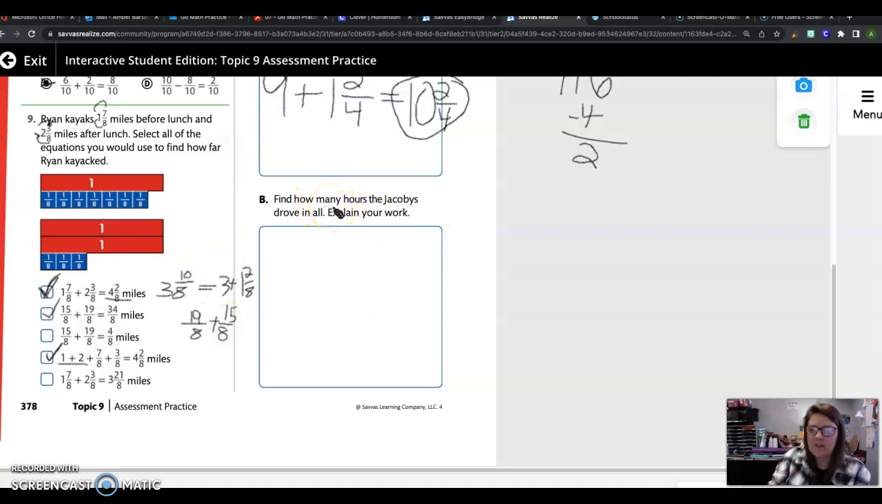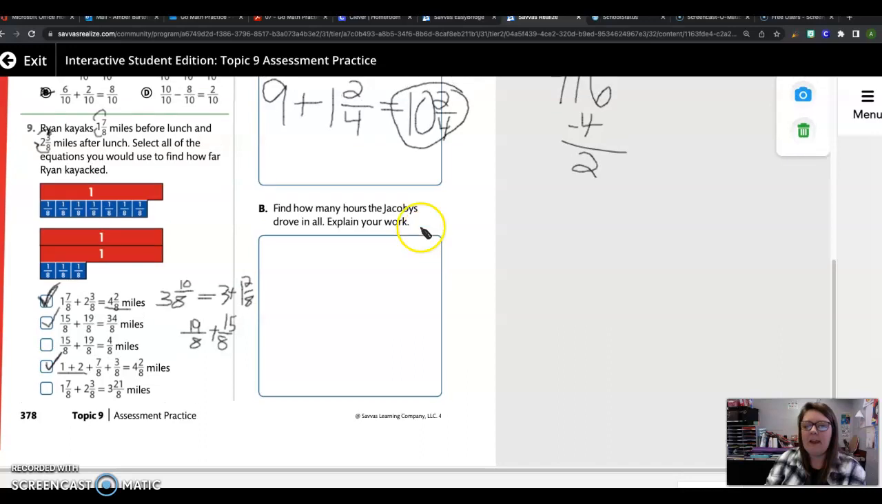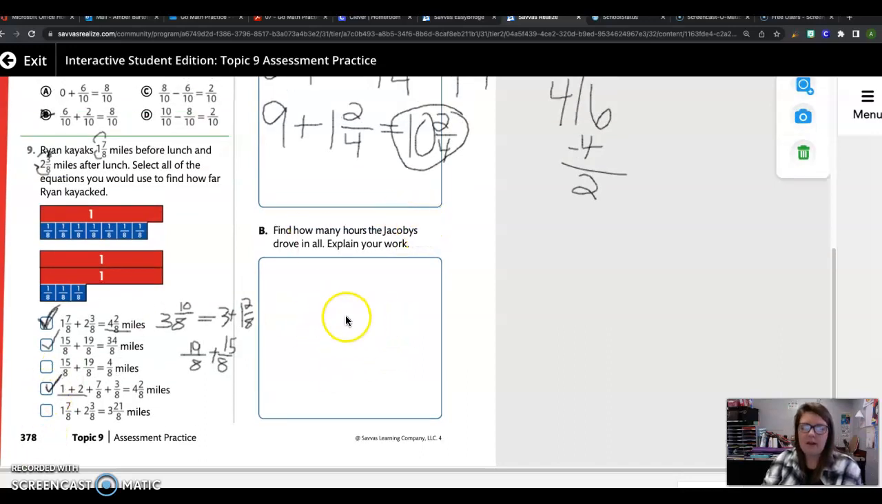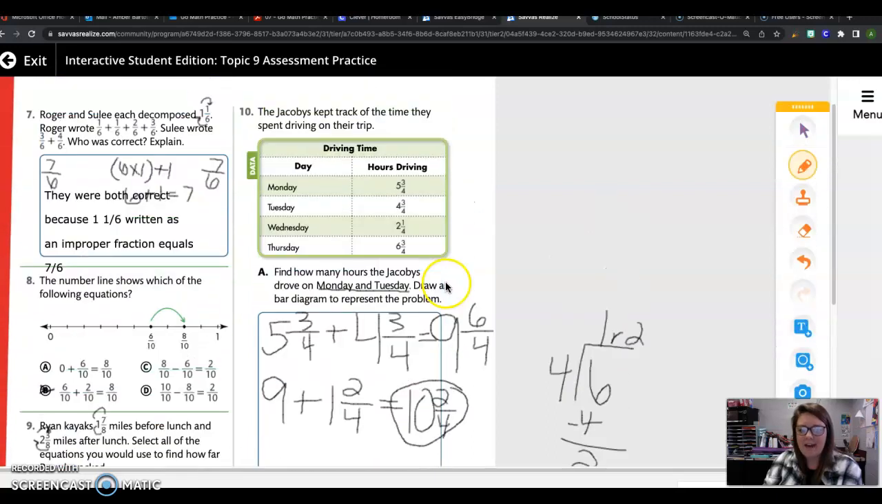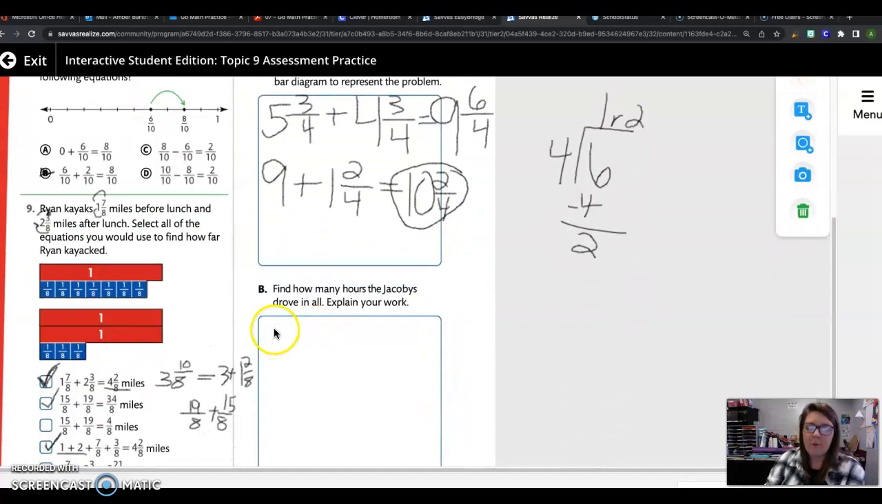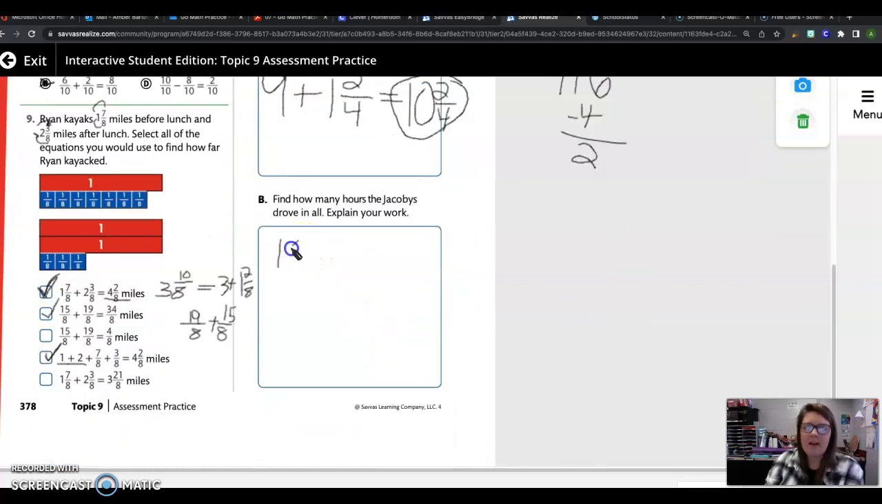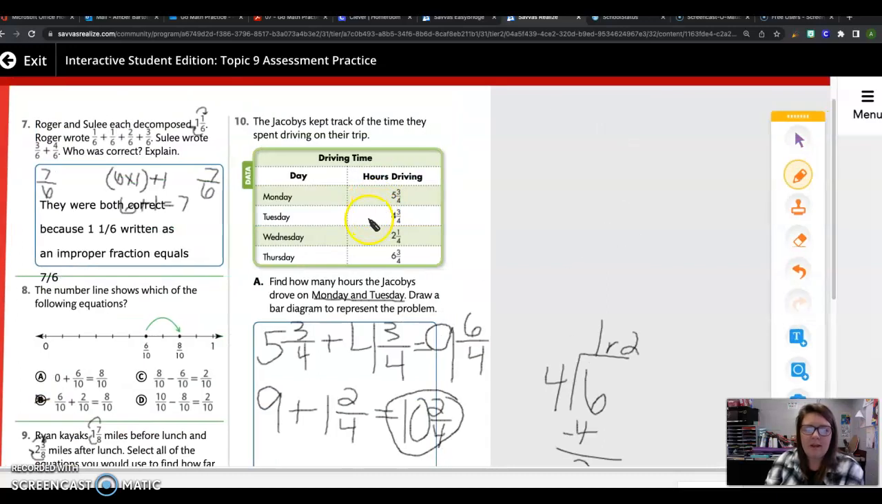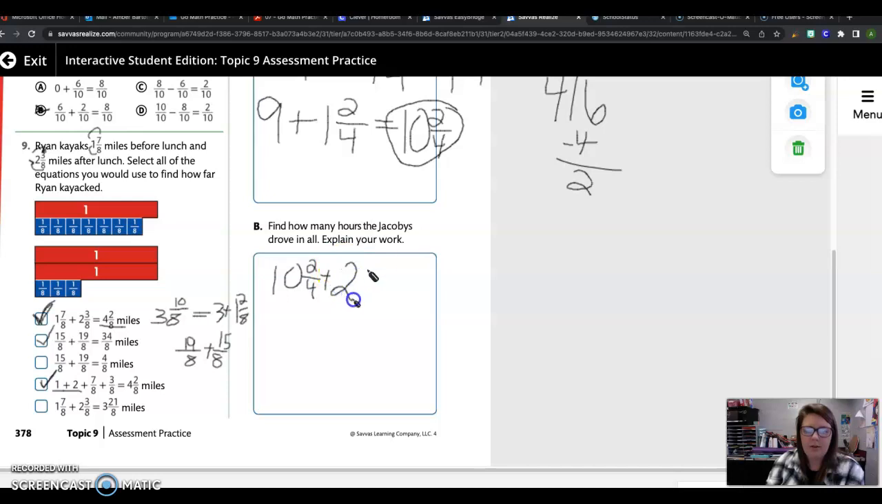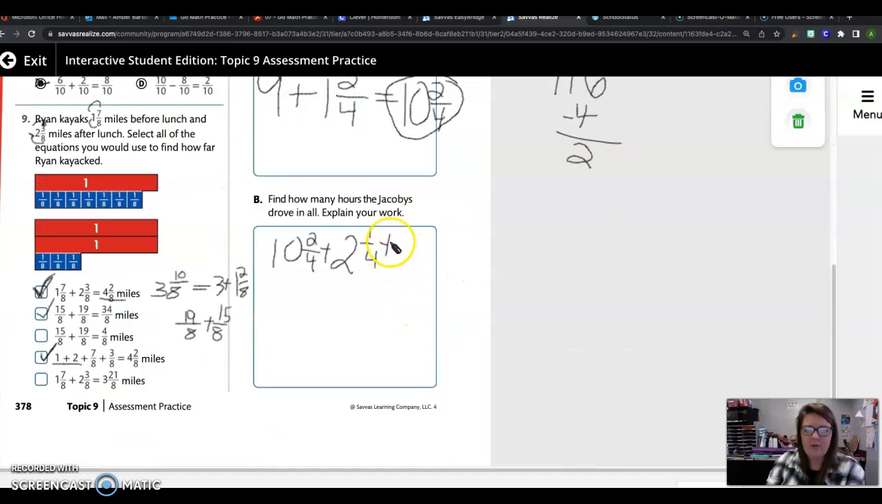Find how many hours the Jacobys drove in all. Explain your work. All right, so I am actually not going to add every single one of these together. I'm going to start with this 10 and 2/4 because we already added together Monday and Tuesday, right? So now we have 10 and 2/4 plus whatever Wednesday is, 2 and 1/4, and then whatever Thursday is, 6 and 3/4, okay? And we're going to follow the same exact steps that we did in part A.